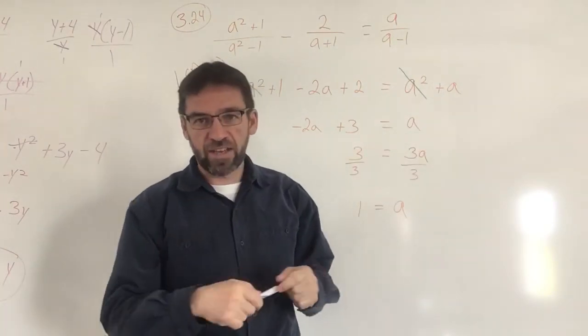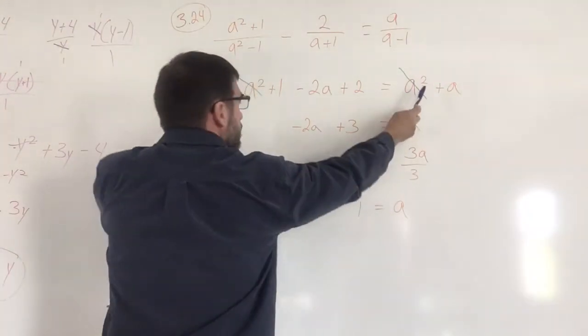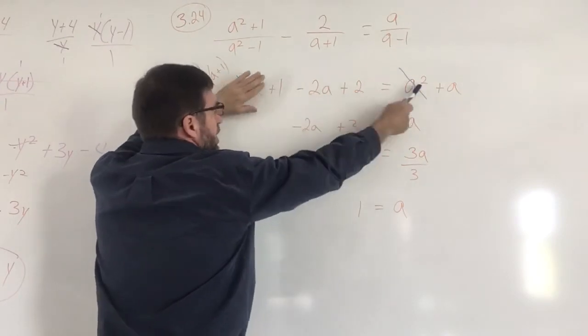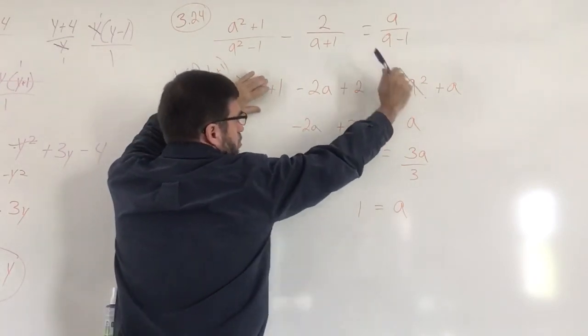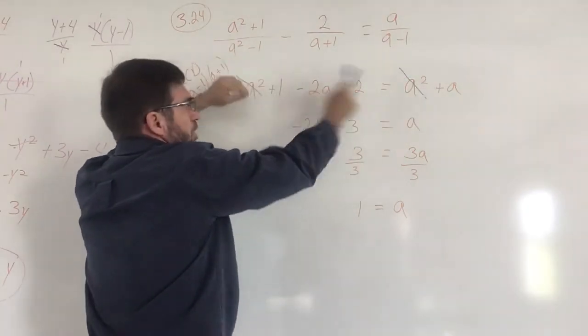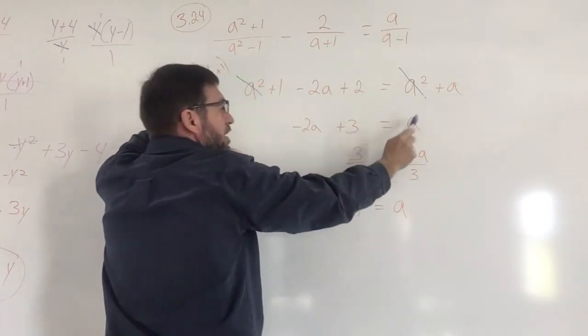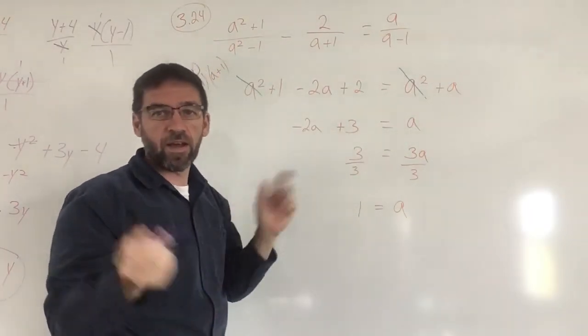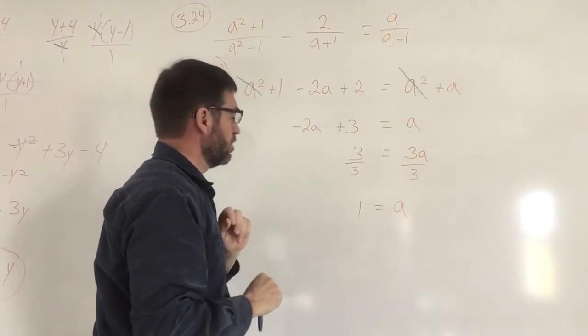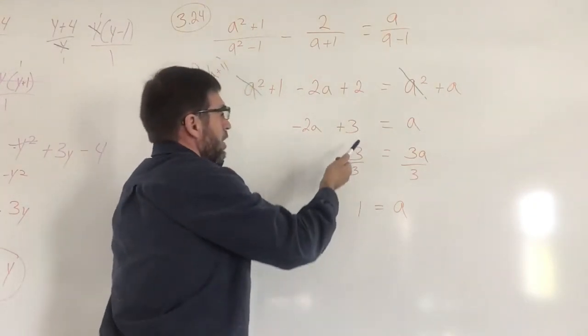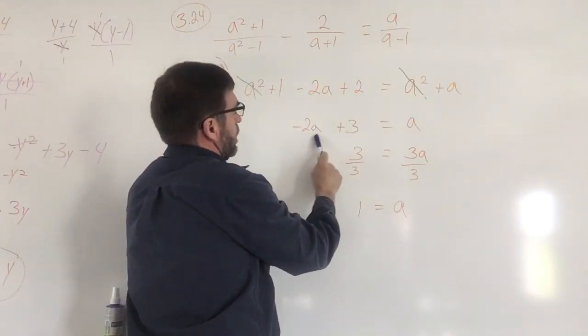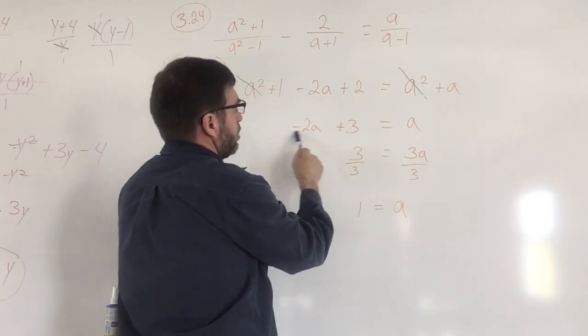And as you can see, I canceled out right here. These two a's on each side canceled each other out. I just whacked them out. A squared, done. So that brought me down to a right away. I had a eliminated in one little swipe. But I still had the negative 2a, positive 3. So I had to do something with that.